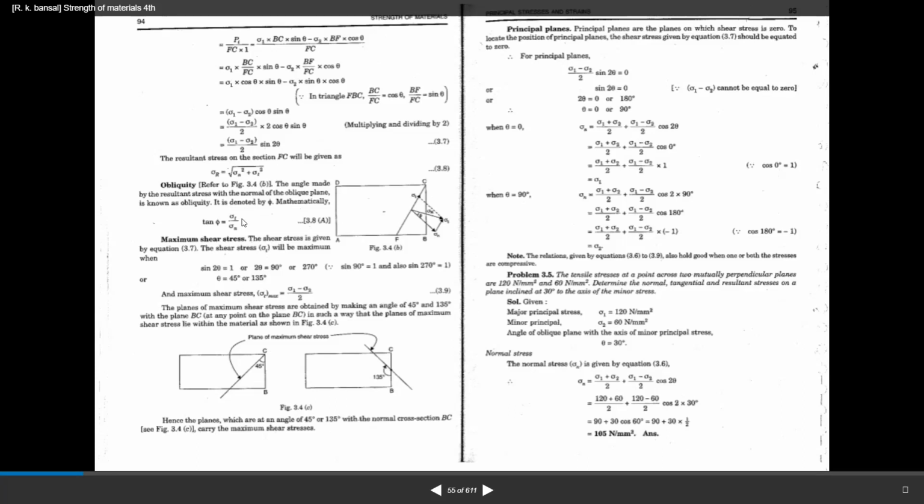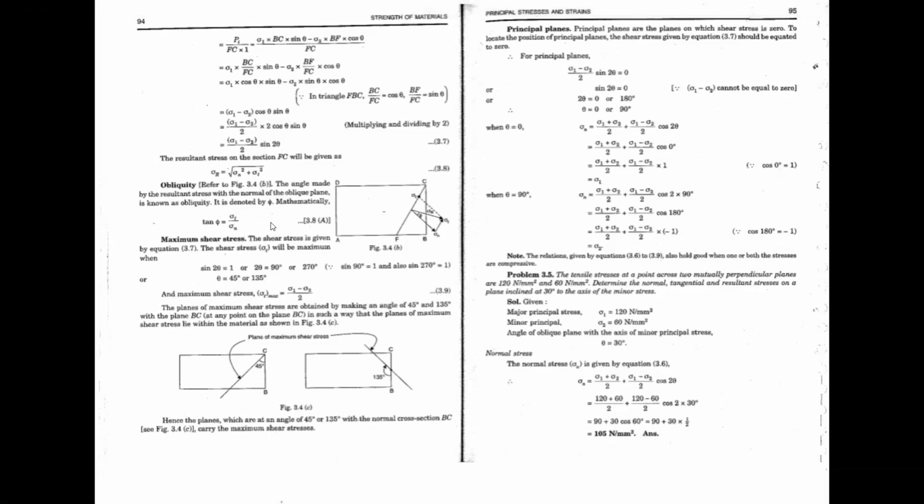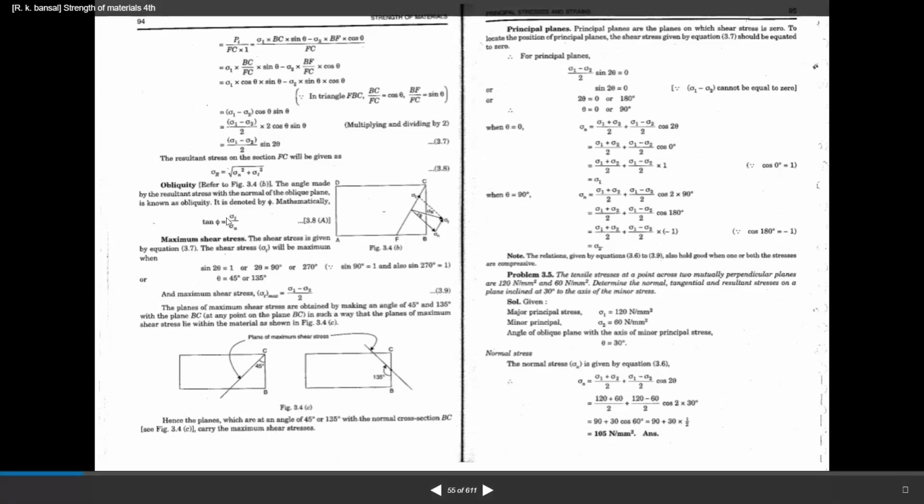Mathematically, tan phi equal to, see this triangle for the tan theta formula, that means sin theta by cos theta. You know, tan phi equal to sigma t by sigma n. This is equation 3.8. See the diagram: this is the triangle with angle phi, tan phi equal to sigma t by sigma n.